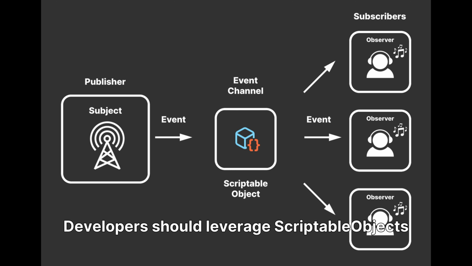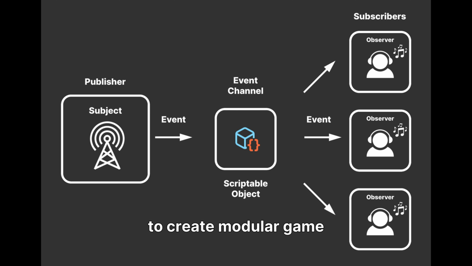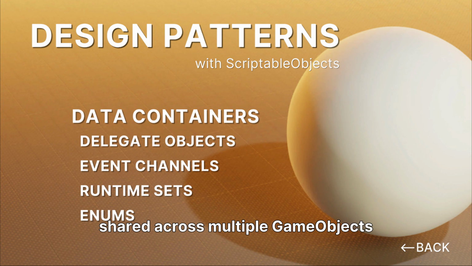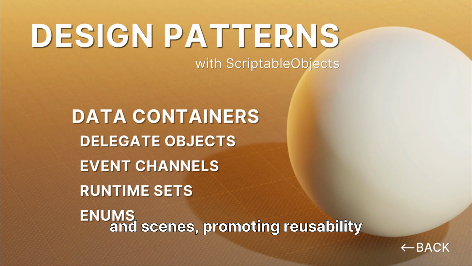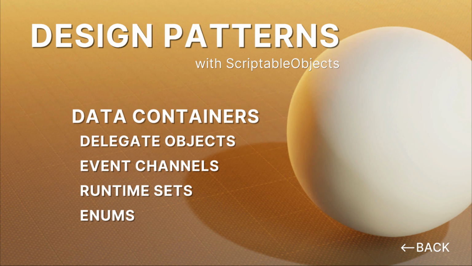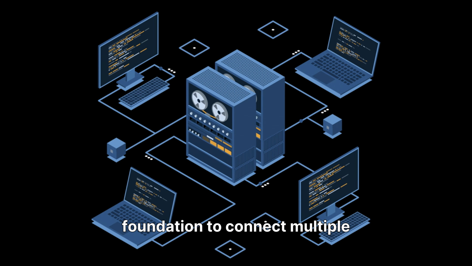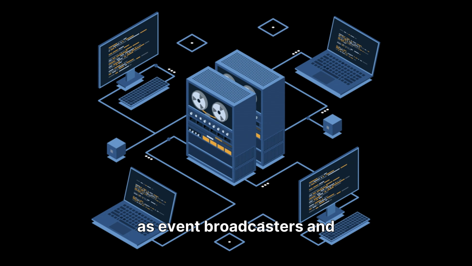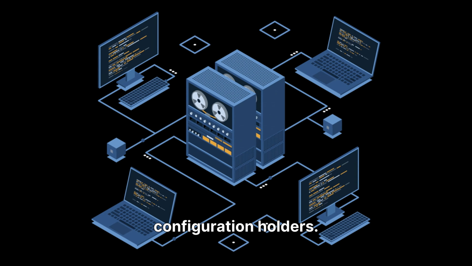Developers should leverage scriptable objects to create modular game architectures, avoiding tight coupling and the dreaded spaghetti code. Scriptable objects act as data containers that can be shared across multiple game objects and scenes, promoting reusability and reducing redundancy. They build a robust foundation to connect multiple game systems efficiently, acting as event broadcasters and configuration holders.